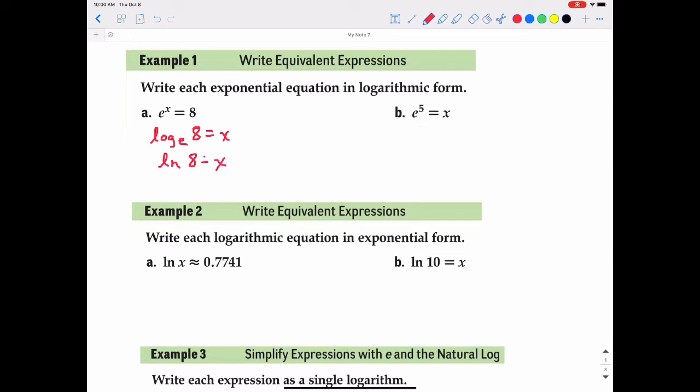On part B, it's e to the 5th power equals x. So if I want to write this as a natural log, since we have a base of e, it would be ln of x equals the exponent, which is 5.